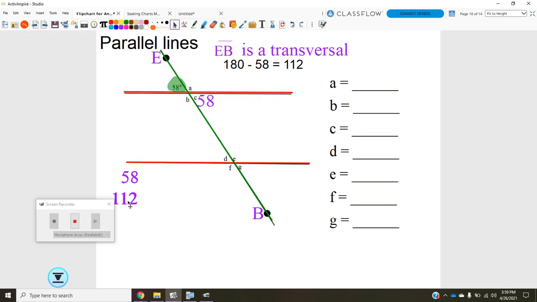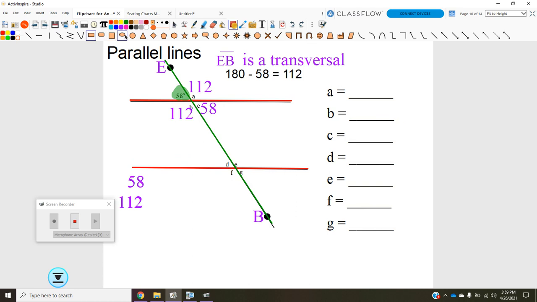So angle A is going to be 112. Angle B is directly across from it. So just like 58 and 58 are vertical to each other, so that makes them the same number, A and B are vertical to each other, and that makes them the same number. Then we have the whole bottom of our diagram.